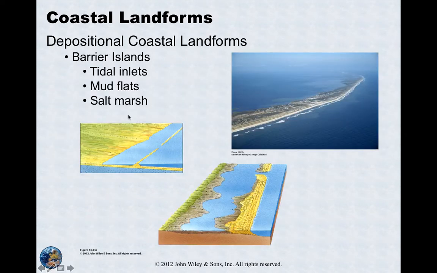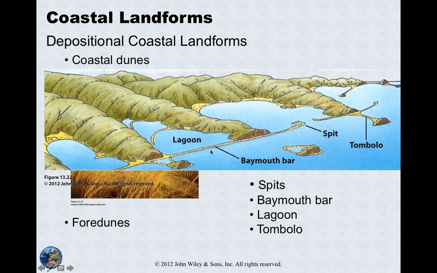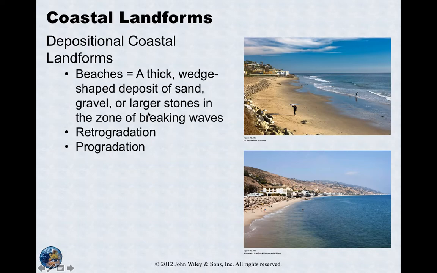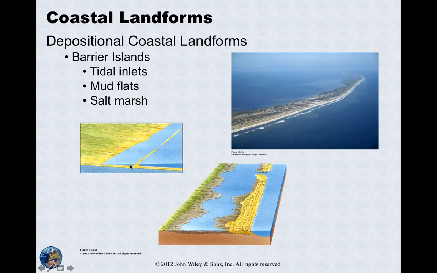These barrier islands, or back here, like this baymouth bar, can create entire little isolated tidal inlets, mud flats, salt marshes, wetlands. Once this area is closed off from the open ocean because of a baymouth bar, because of a little barrier island, now you have an entire ecosystem that's going to develop on its own.